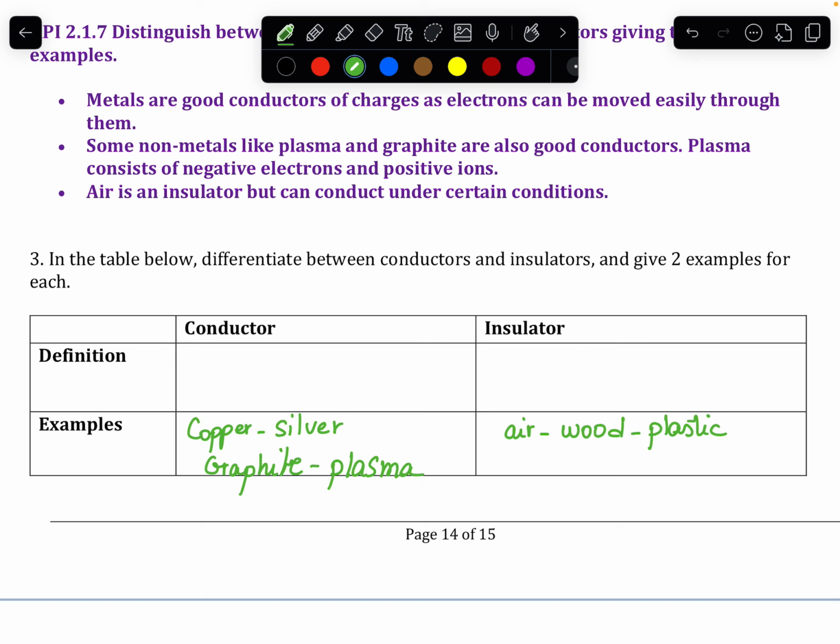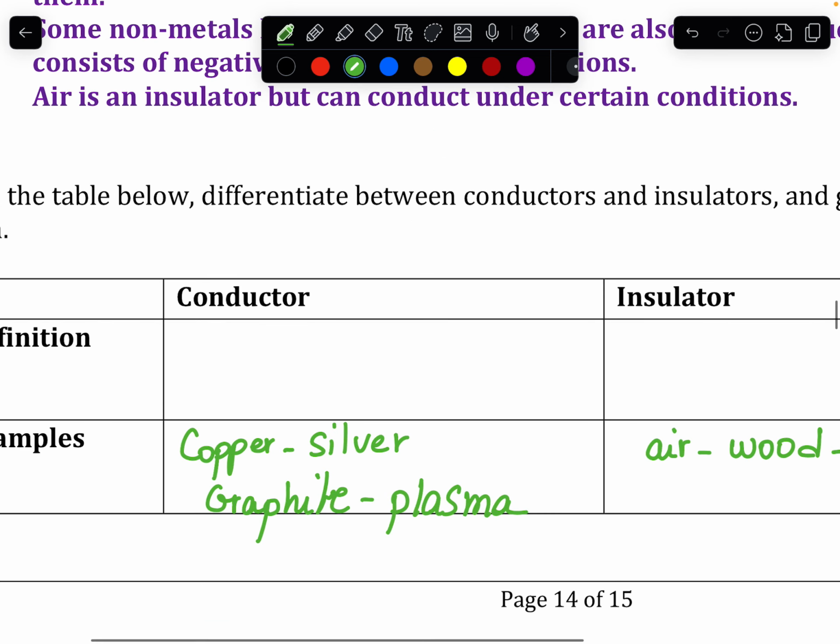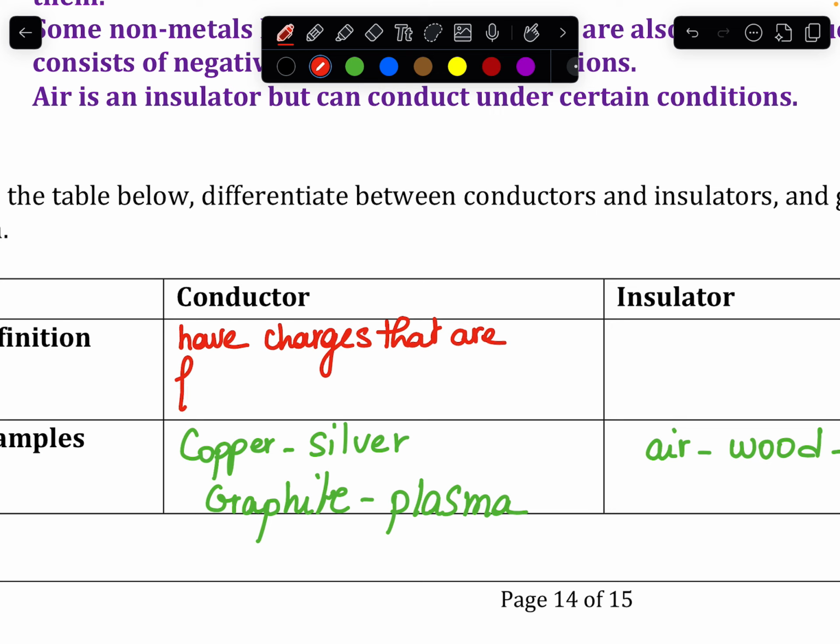Now, what's the difference between conductors and insulators? Conductors have charges that are free to move through them freely. So we can say that conductors have charges that are free to move through them.